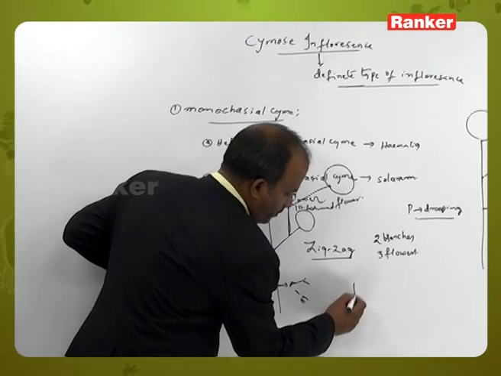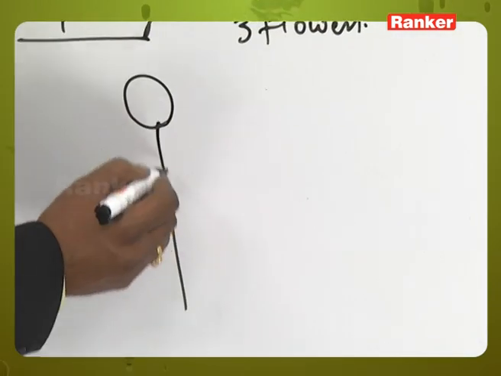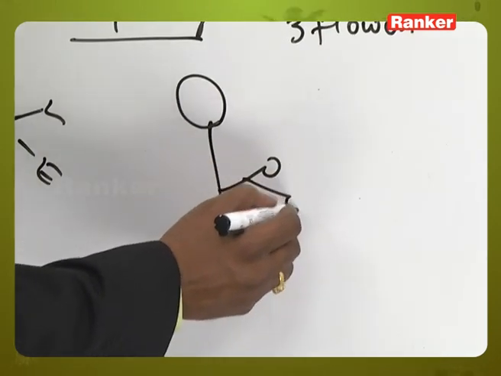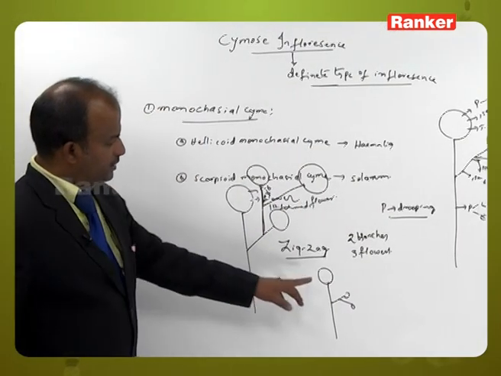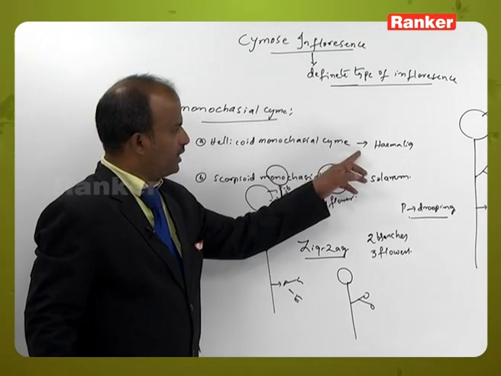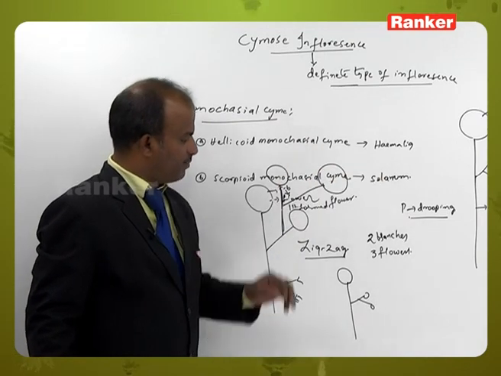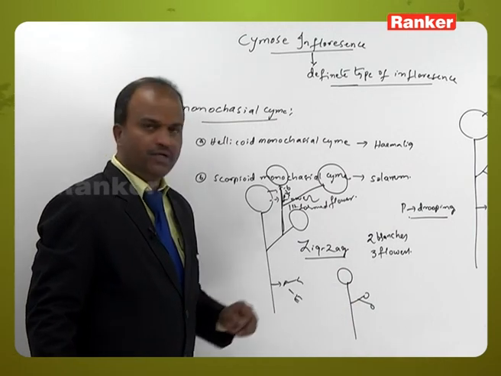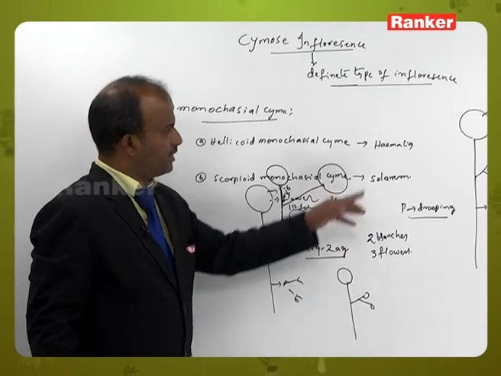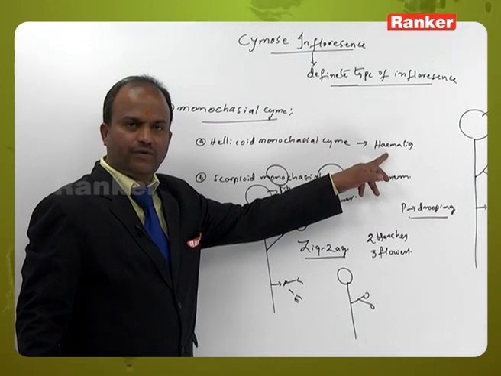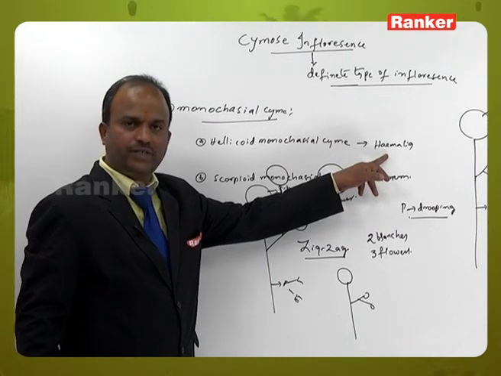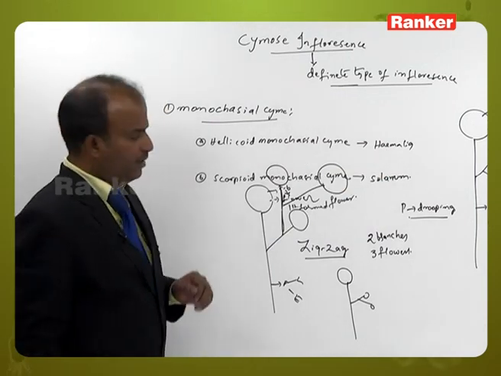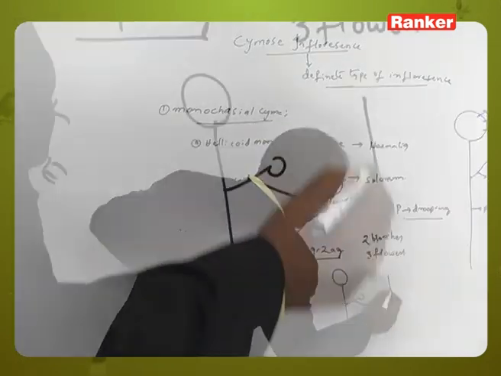See here. That means this is nothing but a monochasial helicoid cyme. Example, Hamelia. How many minimum flowers? 3 flowers. How many branches are required? 2 branches are required. Due to which we can easily recognize that this inflorescence of monochasial cyme is nothing but Hamelia.